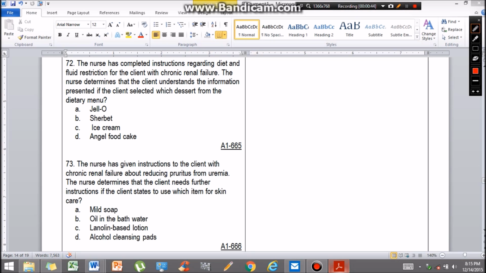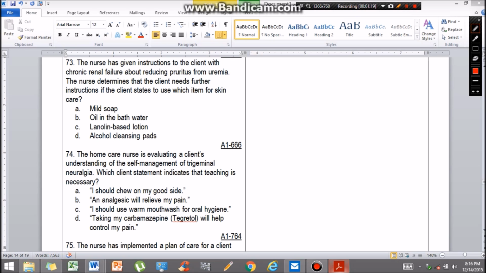Next, 72. The nurse has completed instruction regarding diet and fluid restriction for the client with chronic renal failure. The nurse determined that the client understands the information presented. The client selected which dessert from the dietary menu? Eliminate A because this is a form of fluid. Remember, the client is on fluid restriction. Sherbet is also a form of fluid. Ice cream is also a form of fluid. Best answer, cake.